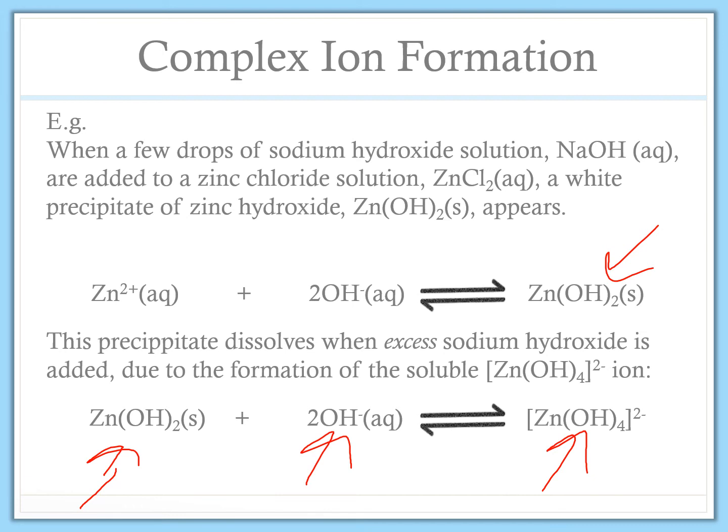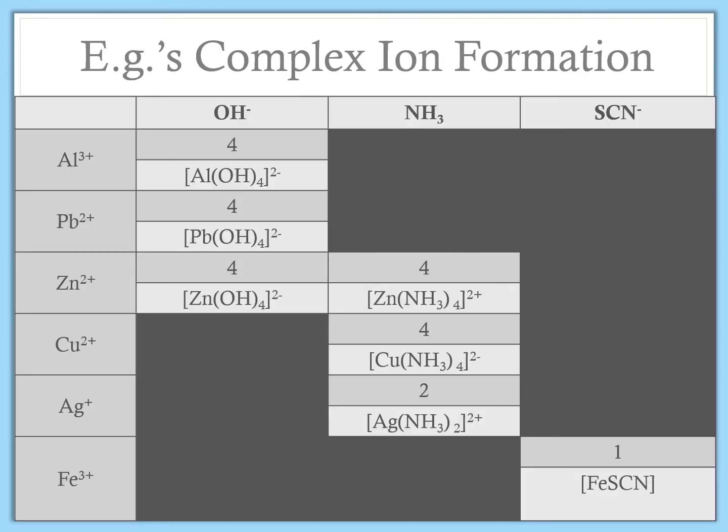If you are needed to do a problem with this, you would be given a lot of information about how it works. I don't think I've ever seen one in an assessment. Here are some examples of complex ions: aluminium, lead, zinc, copper, silver, and iron. As you can see, those are all transition metals, again from the middle of the periodic table. Again, these come up very, very infrequently. If you see one, you'll be given lots of guidance on how to deal with it.